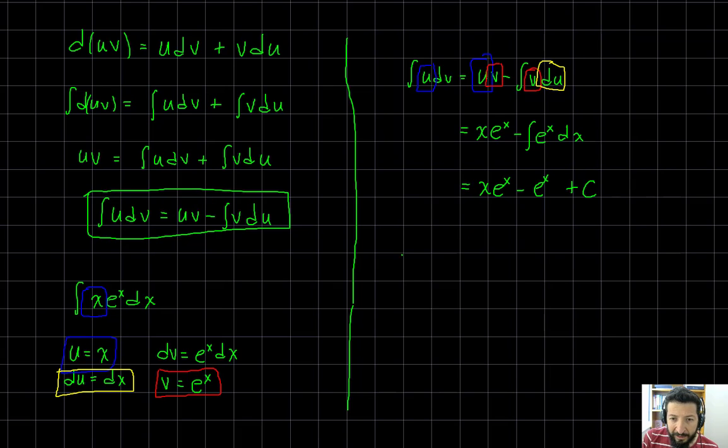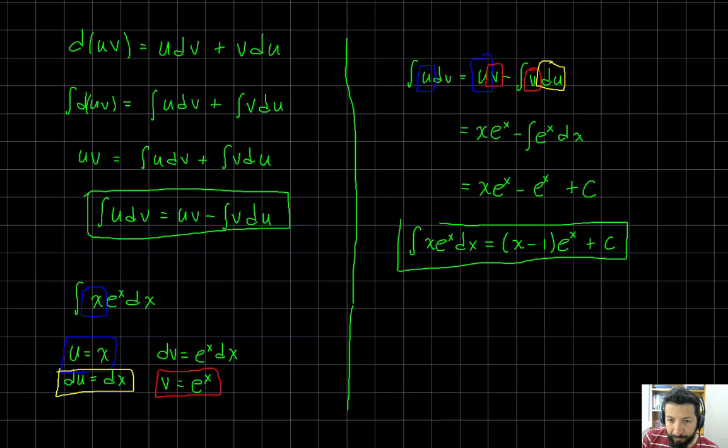This one, then, just to summarize it: the integral of x e to the x dx will now be, factoring an e to the x out of this, an x minus 1 times e to the x plus c. So that's our first easy example. And so we'll continue with other examples here in a second.